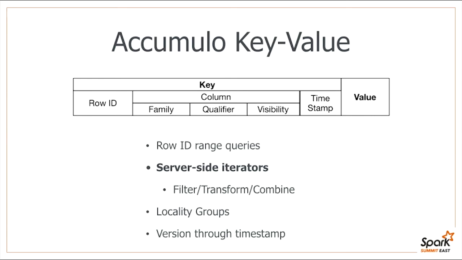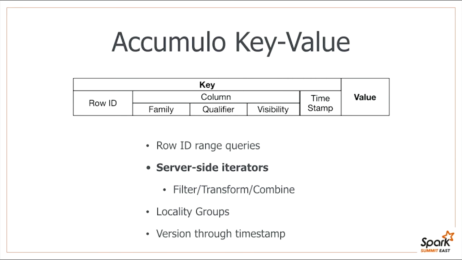Another thing we can do is have access to server-side iterators. And to be clear, those are the iterators that will run on Accumulo on the server side before the data leaves the socket. So we can implement our own. The interface is not that complex. But to start with, we have a good selection of filters, transforms, and combined iterators.